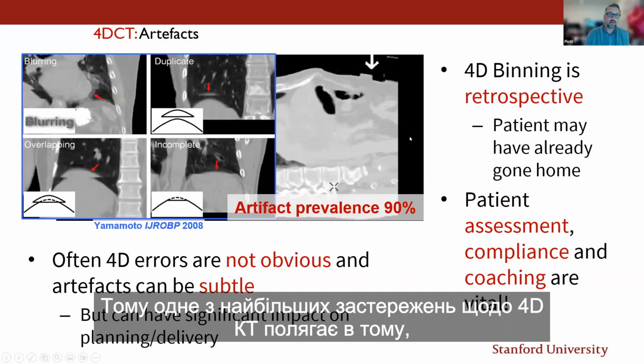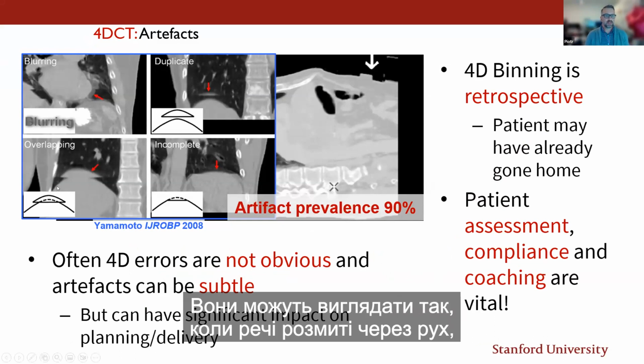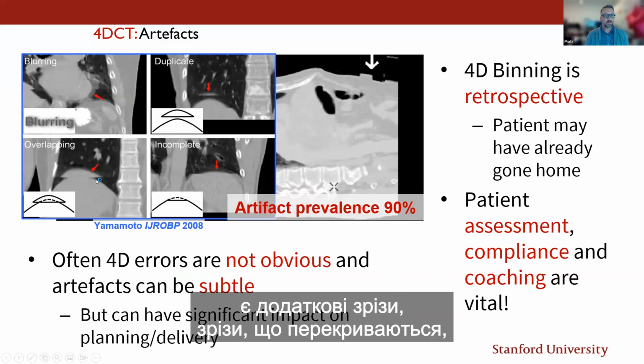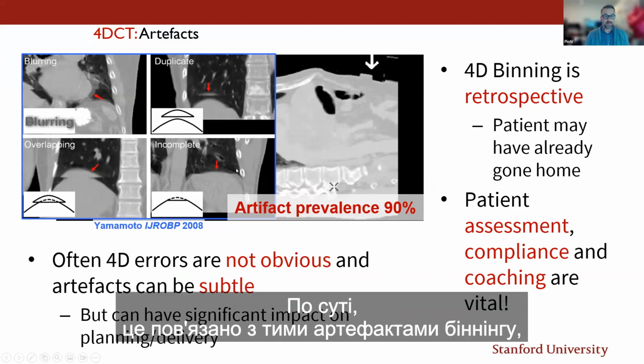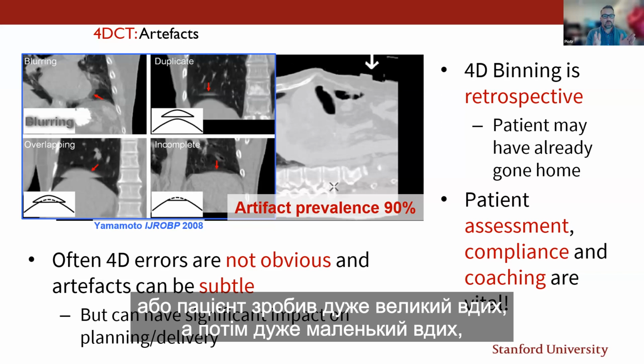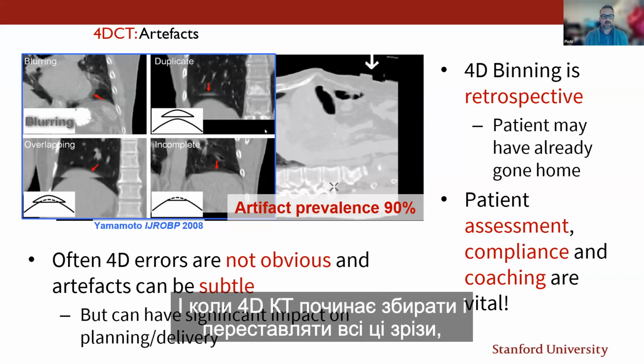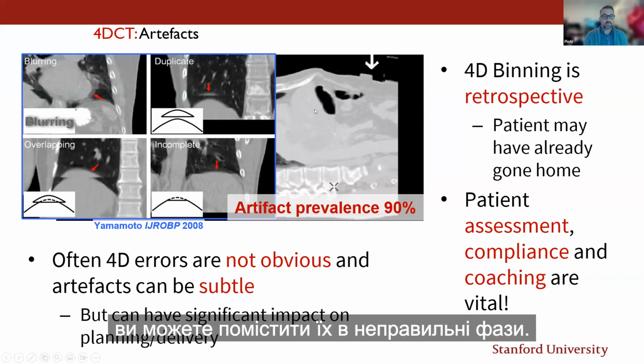So one of the biggest caveats for 4D CTs is that almost always there are artifacts present. You can look at it like this, where things are blurred due to motion. There are additional slices, overlapping slices, or incomplete slices. Effectively, this is due to binning artifacts: if the patient stops breathing, there's no information there, or if the patient took a really big breath followed by a really small breath, there's overlapping data. And so when the 4D CT starts to rebin and reshuffle all those slices, it can place them in the wrong phases.